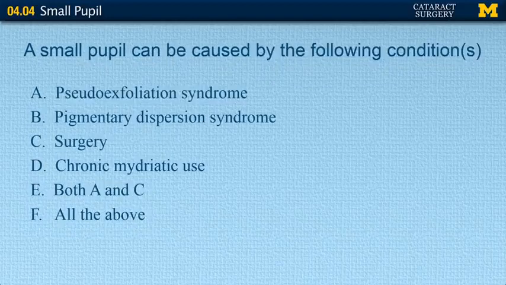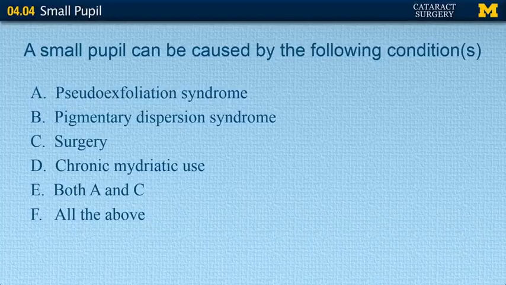Question 2. A small pupil can be caused by the following conditions. A, pseudoexfoliation syndrome. B, pigmentary dispersion syndrome. C, surgery. D, chronic mydriatic use. E, both A and C, and F, all the above.